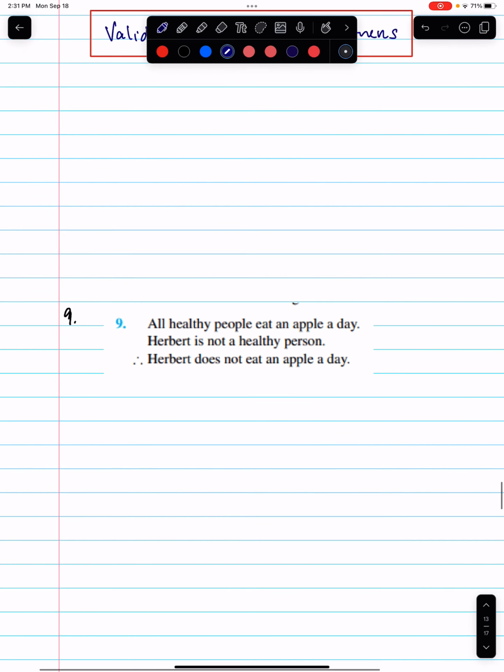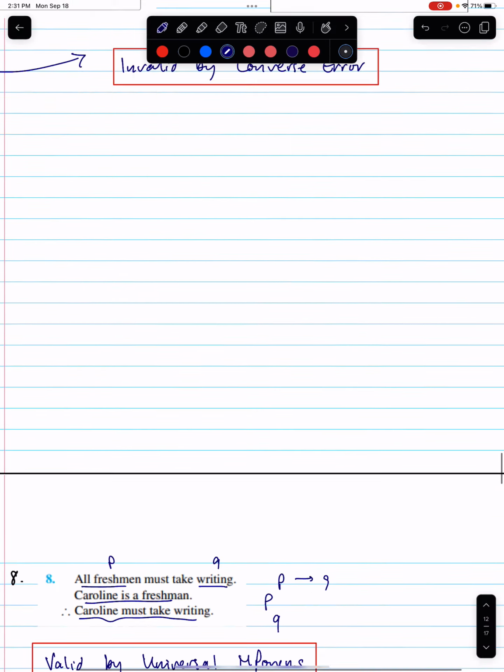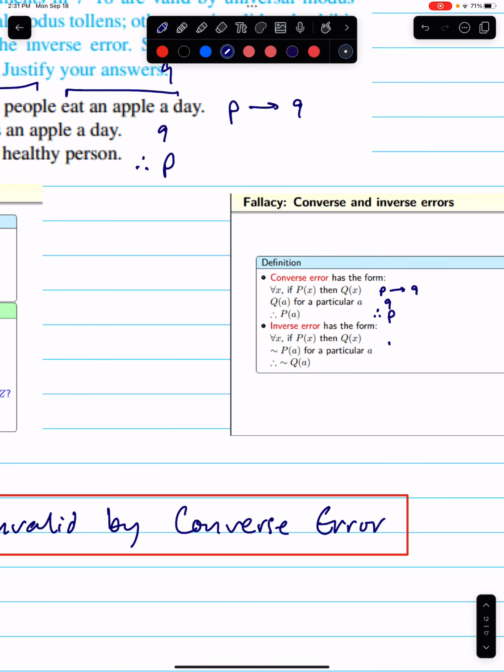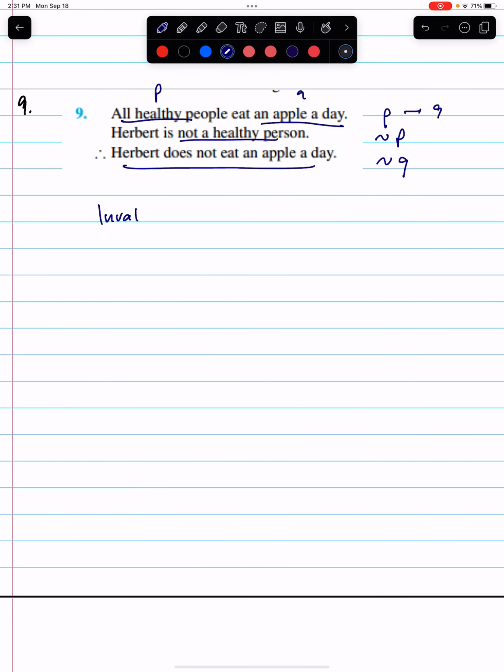Okay, on to the next. All healthy people eat an apple a day. This again. P, then Q. Herbert is not healthy, right? So they've given us not P. So Herbert does not eat an apple a day. They've given us not Q. If you look up here, this follows the inverse error. If P then Q, you give me not P, then conclude not Q, which is not always the case. So we'll say this is invalid through the inverse error.